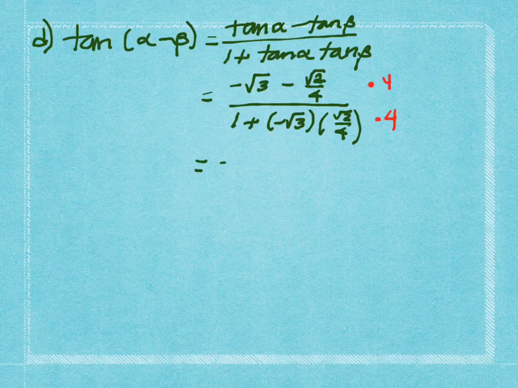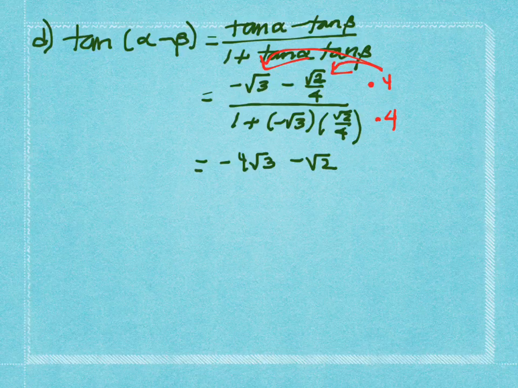So this gives me negative 4 square root of 3, and then minus square root of 2, right, because we're distributing. Everybody with me on that? And we'll do it in the denominator as well. I won't draw my lines so it won't run into things, but I have 4, and then I have a negative because I've got the negative square root of 3, and then I have square root of 3 times square root of 2, which is square root of 6.